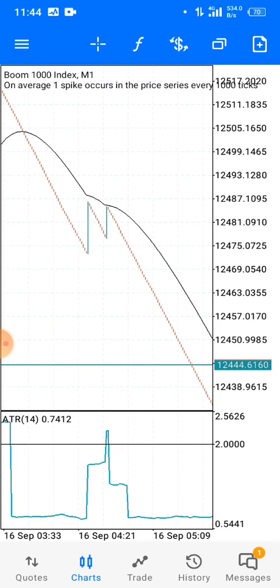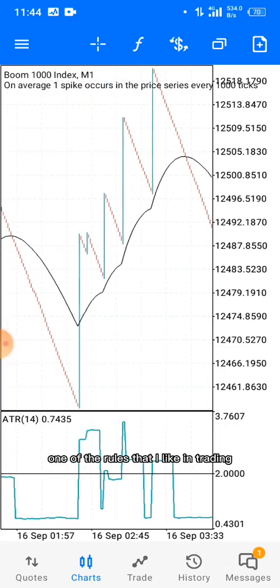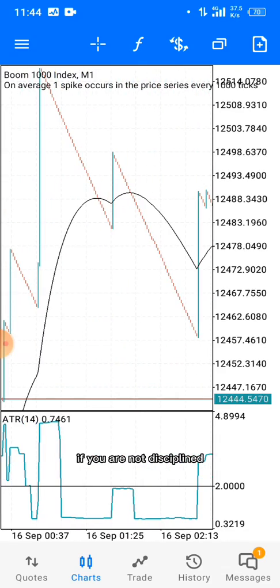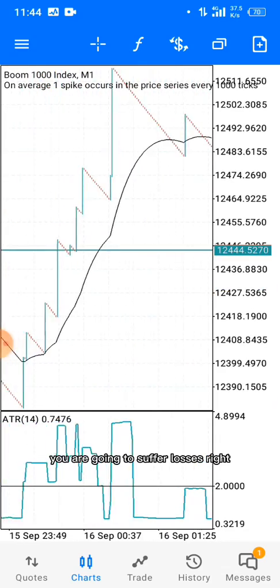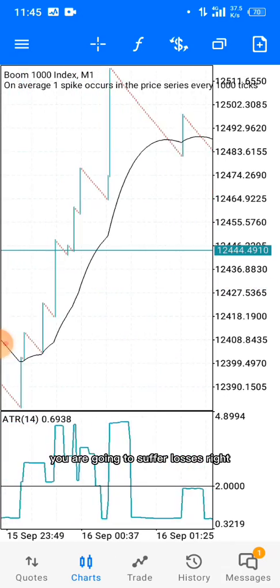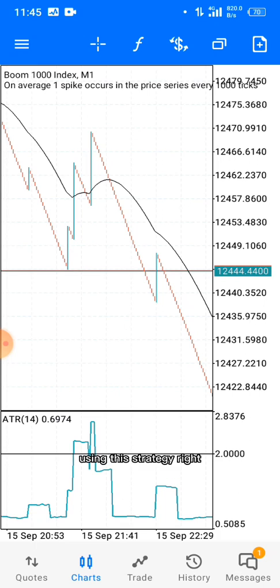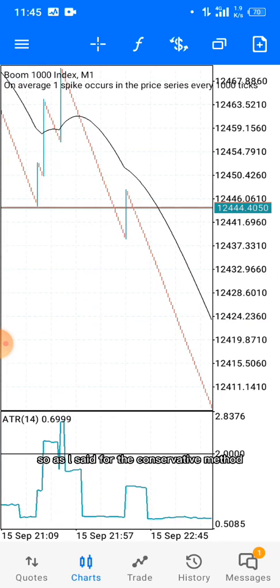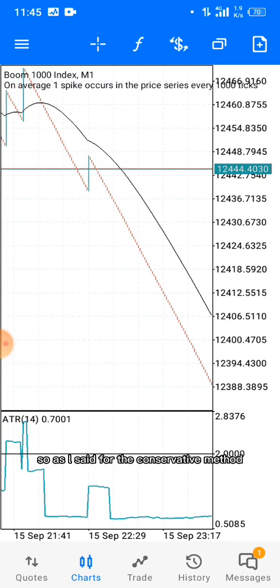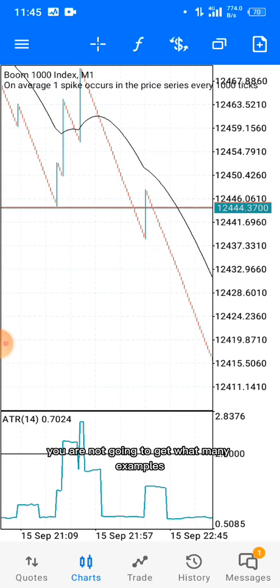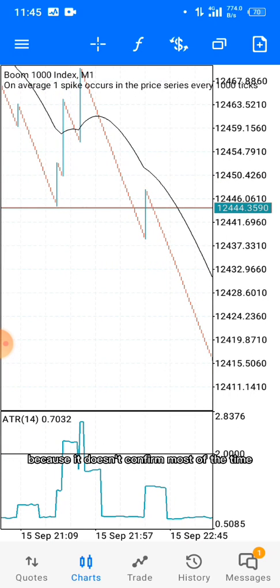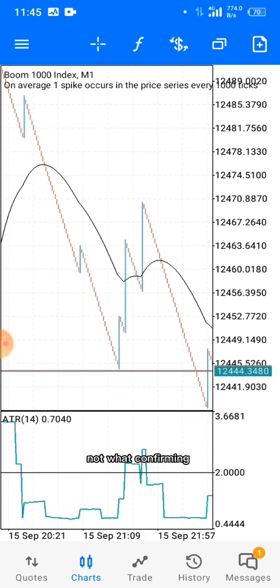One of the rules that I like in trading: if you are not disciplined, you are going to incur losses. So you have to be very disciplined using this strategy. As I said, for the conservative method, we are not going to get many examples, because it doesn't confirm most of the time. You won't get entries most of the time, unlike the risky entry.